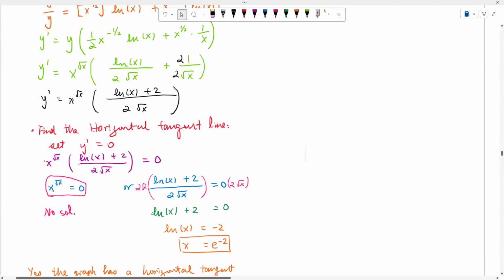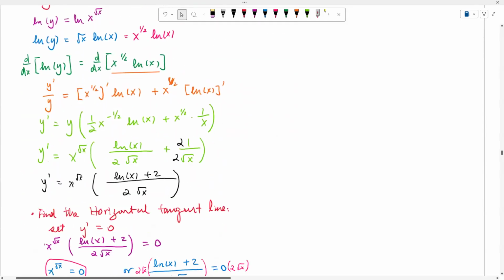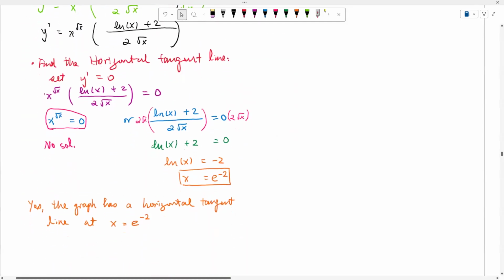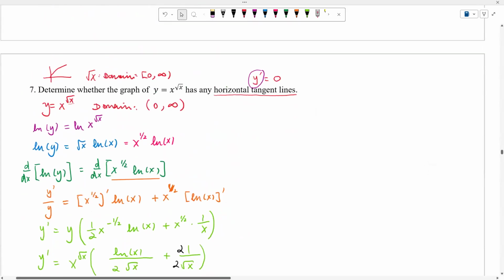Even though the problem didn't require me to sketch the graph, since I have the information that I have a horizontal tangent line at x equal to e to the -2, maybe we could try to sketch the function. Let's see how to graph this function, because this is one of the techniques that Cal students should know.